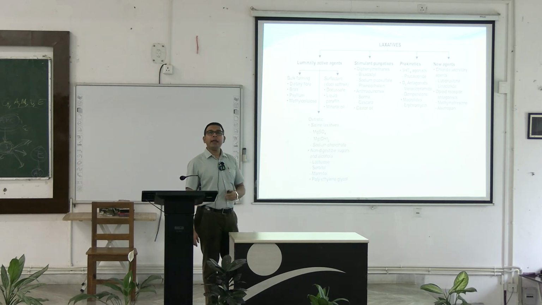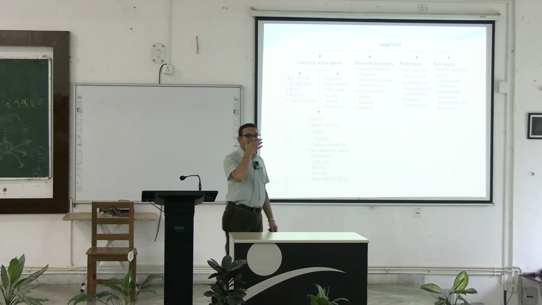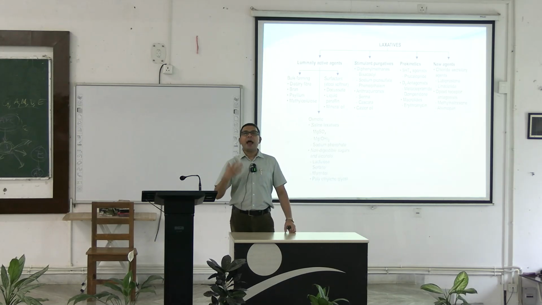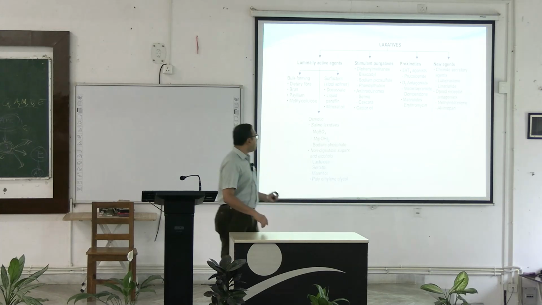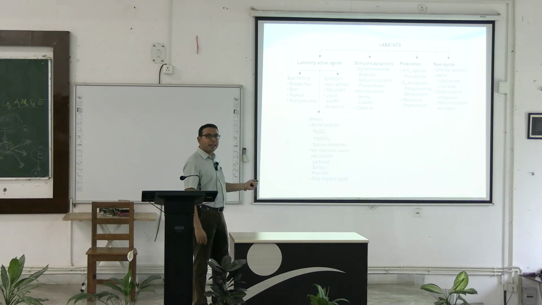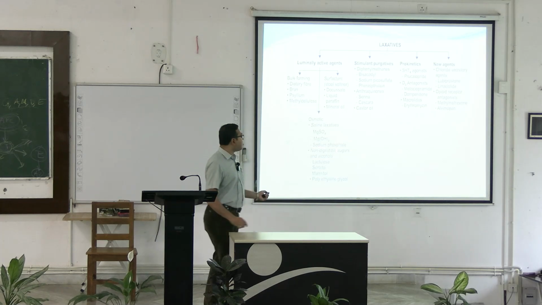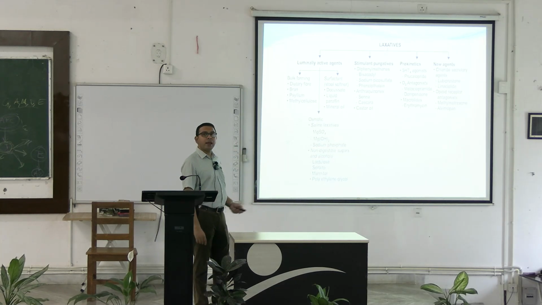Next is the osmotic laxatives. Osmotic laxatives are now usually used as the first line drugs. If the patient is not responding to the dietary fibers, then we mainly use these osmotic laxatives. Osmotic laxatives again can be divided into saline laxatives as well as the non-digestible sugars and alcohols. Saline laxative examples are magnesium sulfate, magnesium hydroxide and sodium phosphate. And non-digestible sugars and alcohols, the most common example is lactulose.